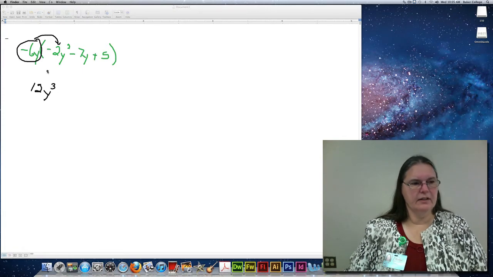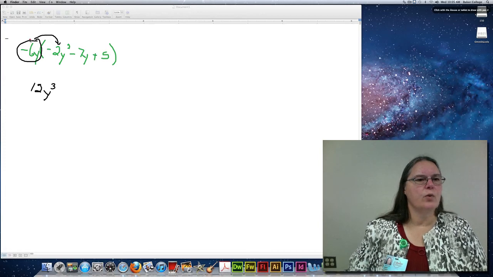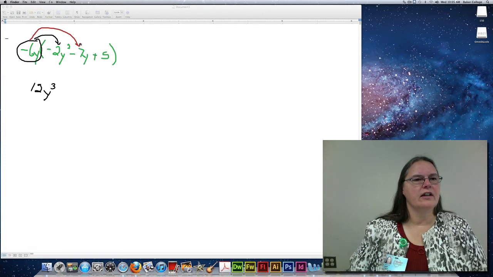Next step, then, is to multiply this quantity to here. Negative times negative is a positive. 6 times 7 is 42. And how many y's are represented? Here's 1 and there's 1. 1 and 1, we have 2 of them.